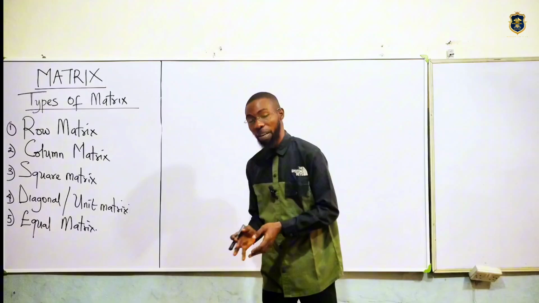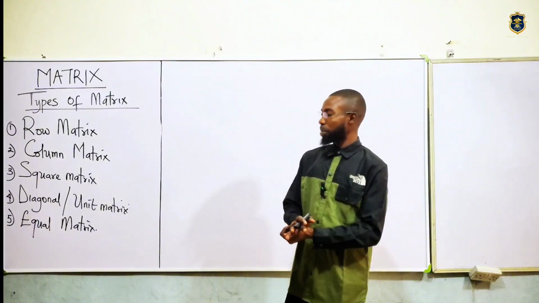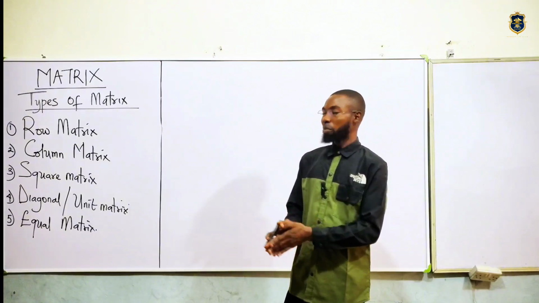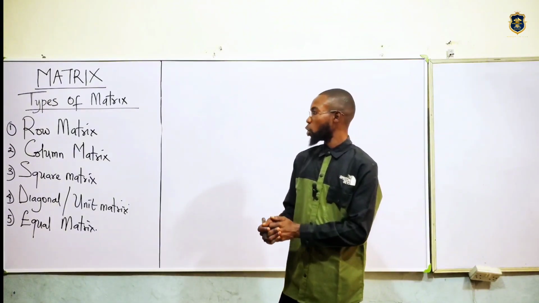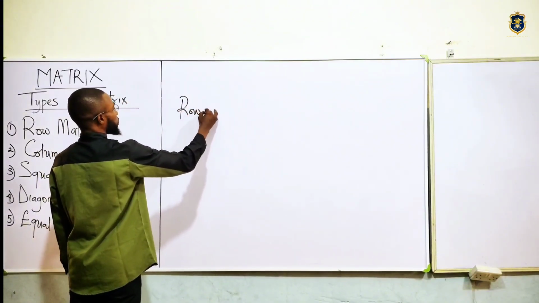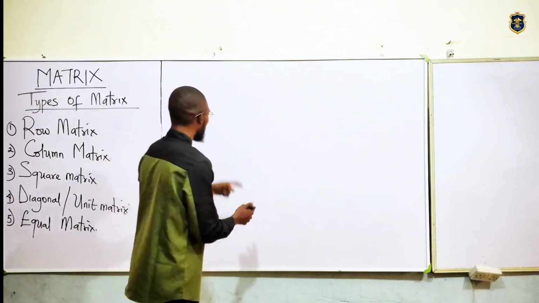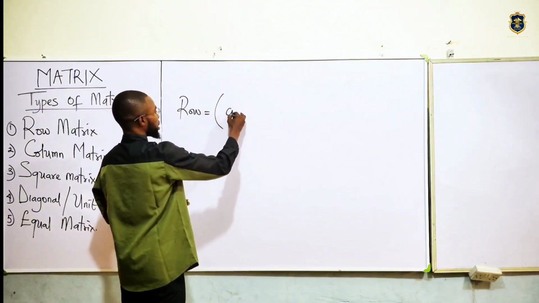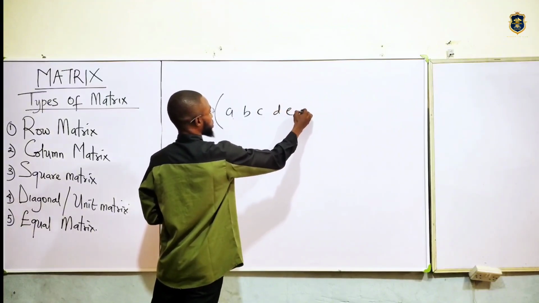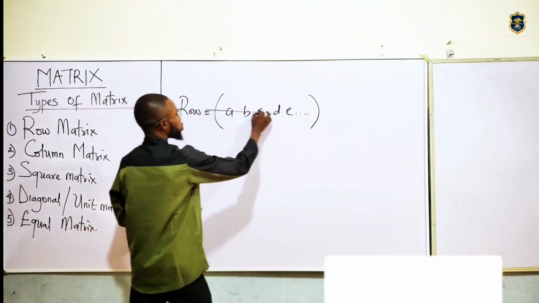And we have basically 5 types of matrices. Number 1, we have the row matrix, the column matrix, the square matrix, the diagonal or unit matrix, and also the equal matrix. I'll be showing you what all of this means by example. So what does row matrix mean? For a row matrix, it means that the elements are represented in only rows. So for a row matrix, it will look like this: A, B, C, D, and E, and so on and so forth. Right? That means the elements are only in row form.